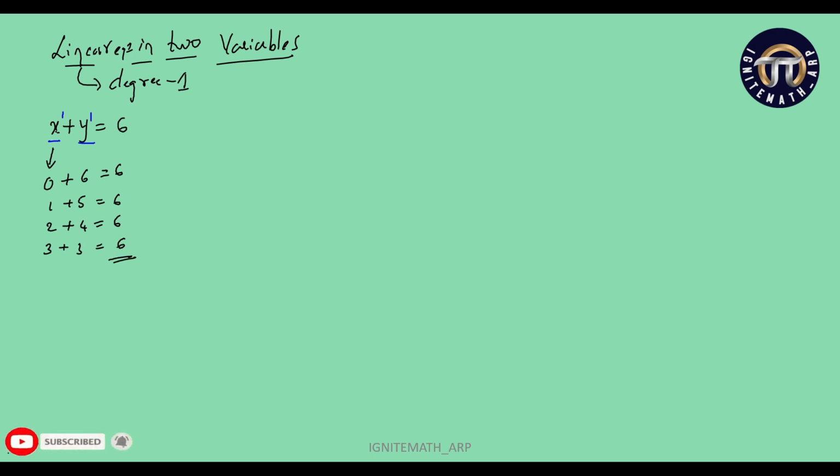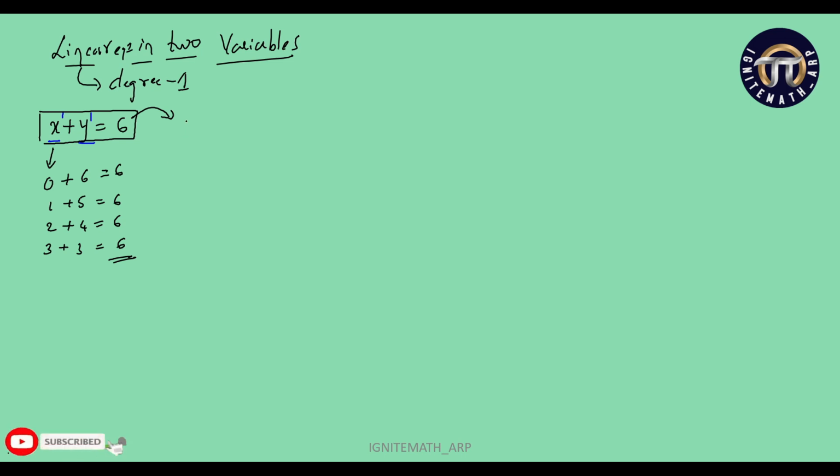So what does it mean? Whenever I am writing only one equation, children, I cannot particularly say what the fixed value of x and the fixed value of y is. So I need to have one more equation along with it, to be solved together.